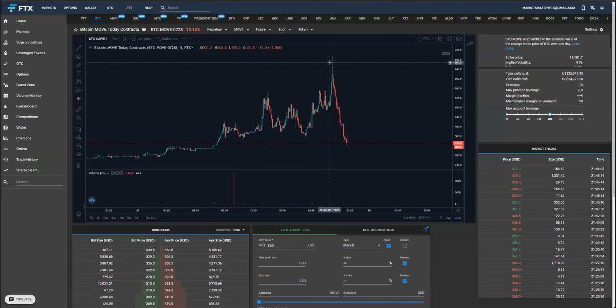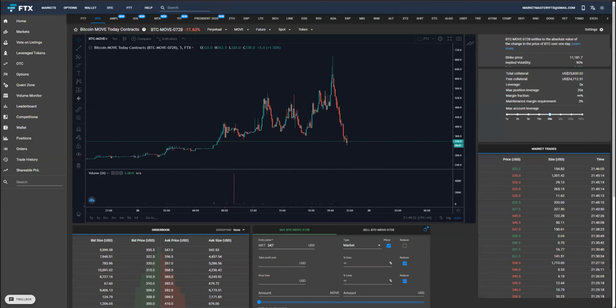So we can see here that throughout today, it absolutely launched and ended up going up to like $700, right? So the $700 is indicating that there are traders who think the price of the move contract will close $700 away from where it opened, right?